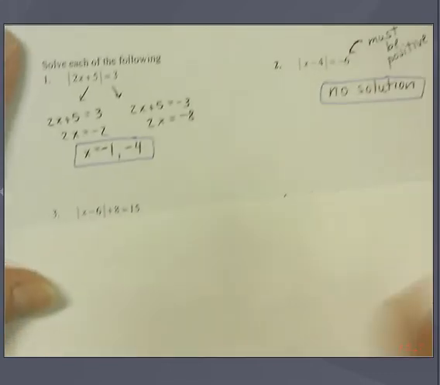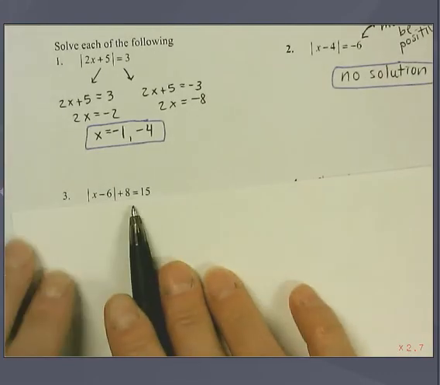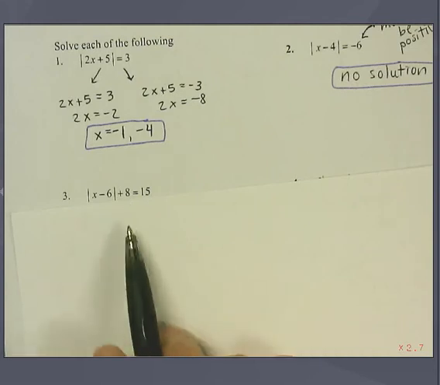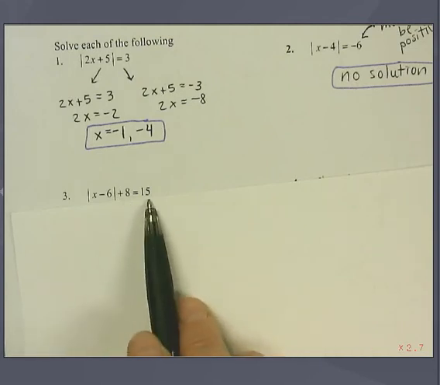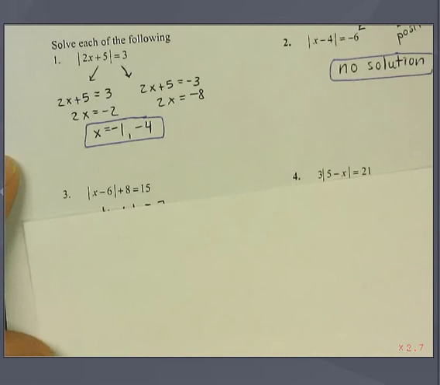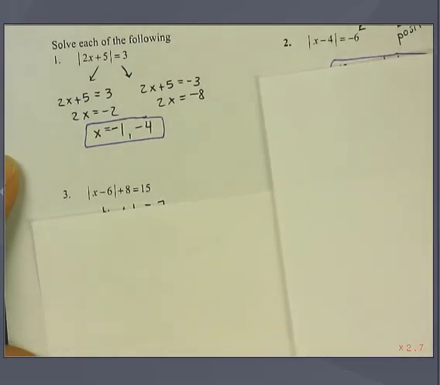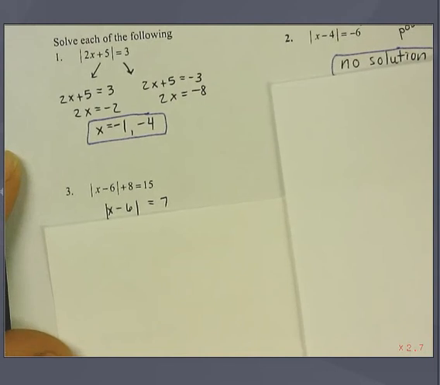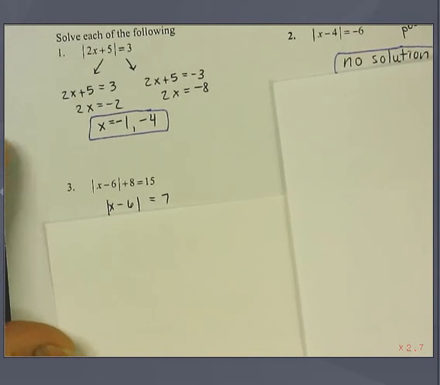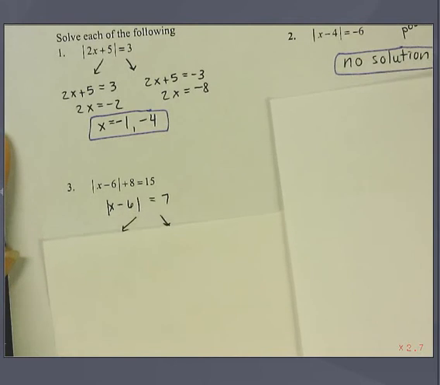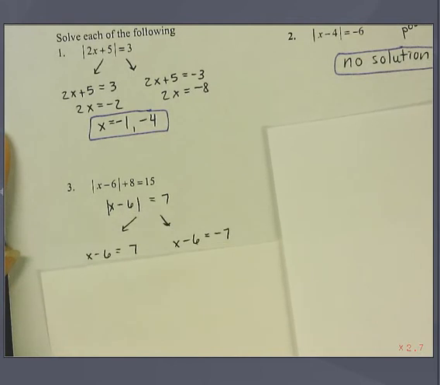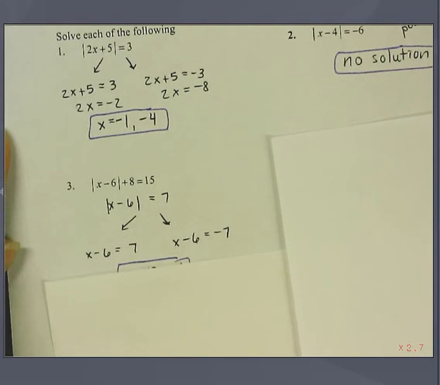Okay, we'll do 2 more with you. Number 3, notice the first step is not done on this one. We first have to get the absolute value by itself. So we're going to subtract 8, getting the absolute value of x minus 6 equals 7. Then drop the absolute values, write 2 equations where x minus 6 equals 7 and x minus 6 equals negative 7. That will give you 2 solutions, x equals 13 and negative 1.